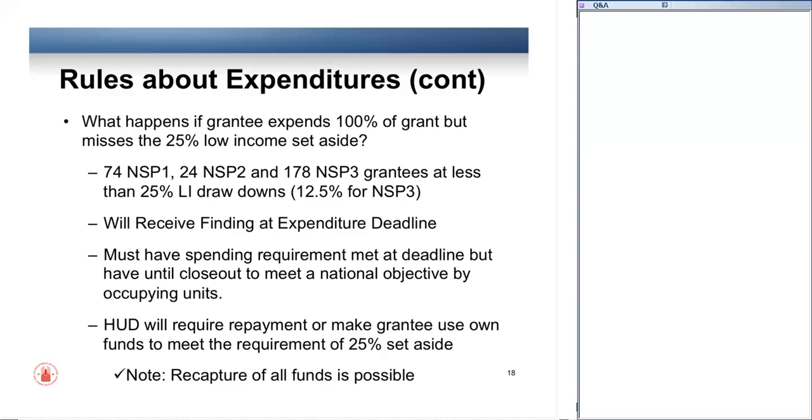If you don't meet the expenditure requirement, you'll receive a finding at the deadline. You must have the spending requirement met at its deadline, but have until closeout to meet the national objective by occupying units. We want you to have that 25% set aside toward the 50% AMI folks, but you really can't meet that requirement until someone's in the unit and the national objective's been met. HUD will require repayment or make the grantee use its own funds to meet the requirement for the 25% set aside. And we just want to note that recapture of all funds is possible. Hopefully not likely, but possible.